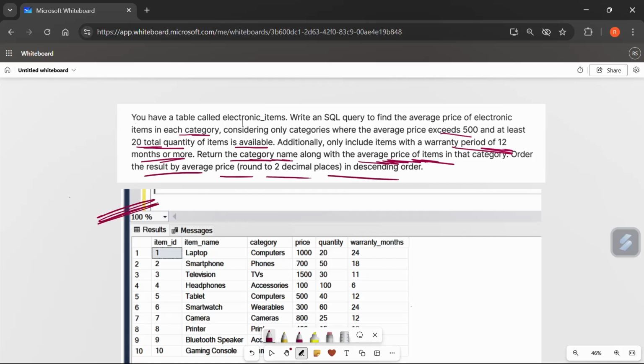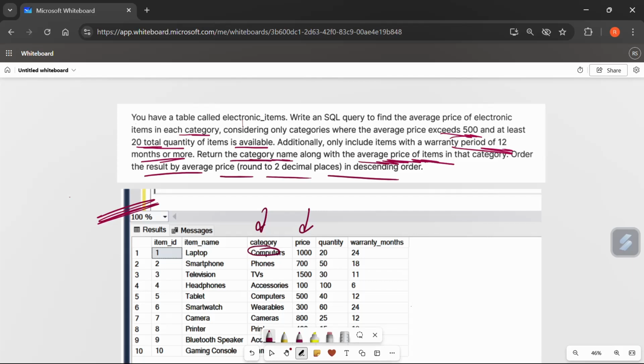In the first condition, it says you have to find the average price of electronic items in each category. So the category is this one, and you have to find the average price in each category. Let's suppose computers, then you have to find the average price of computers in that category, whatever the average price is. And you have to consider only those categories where the average price exceeds 500.